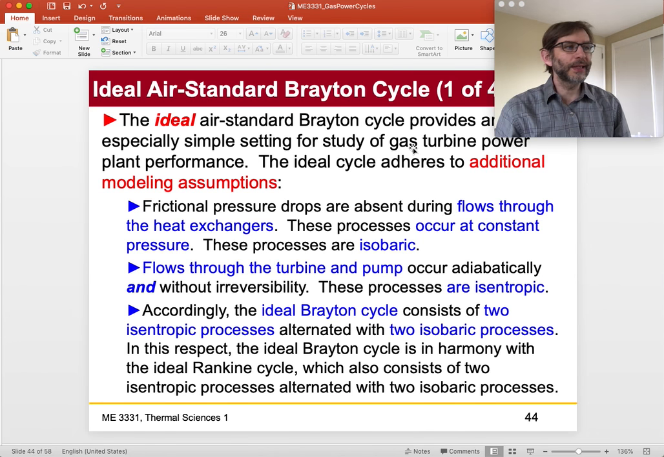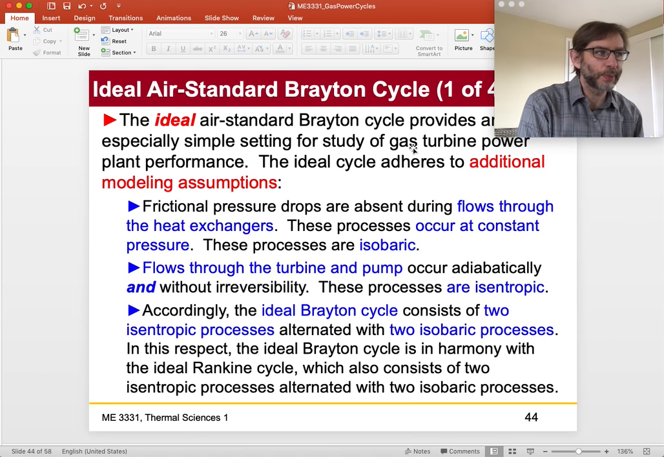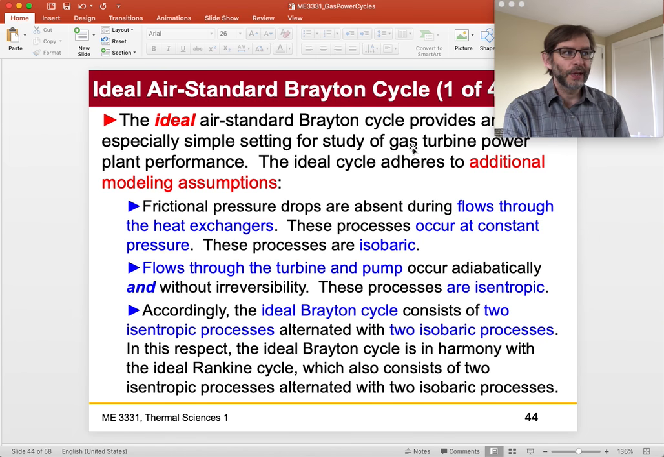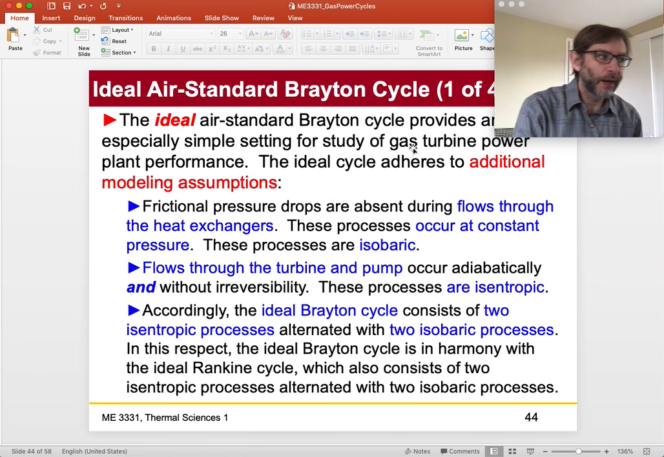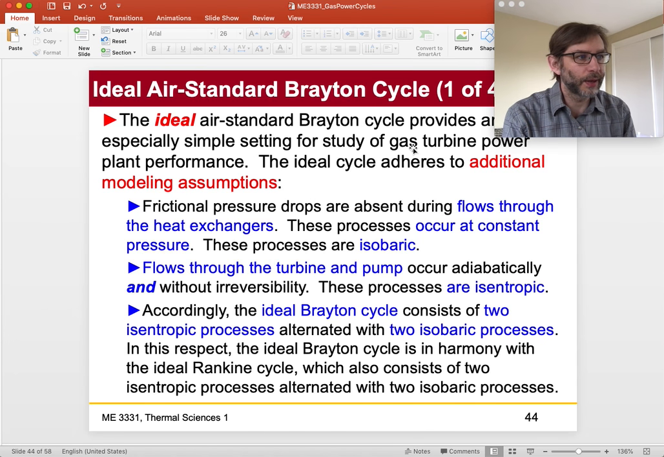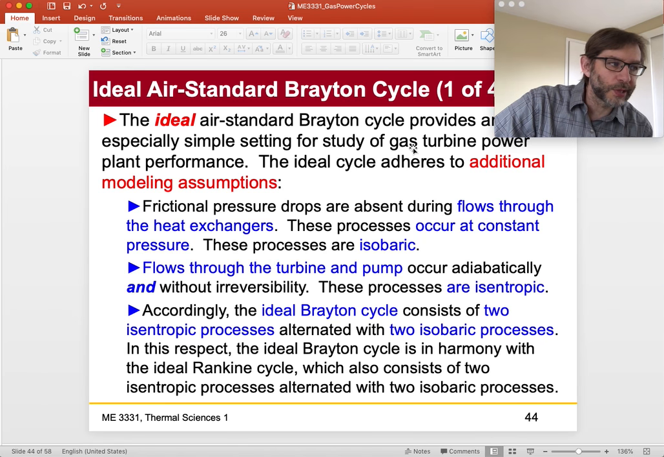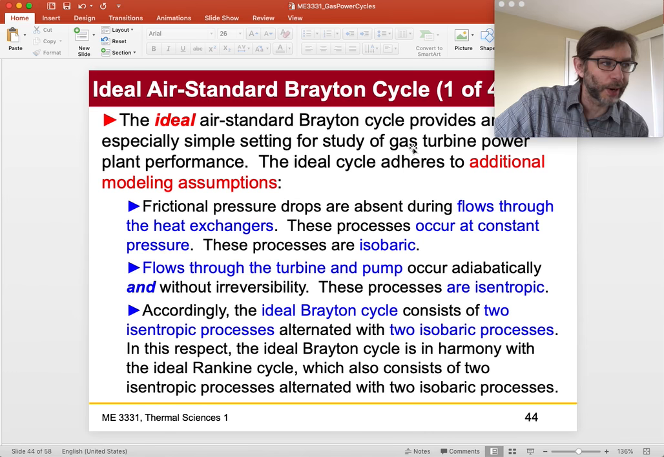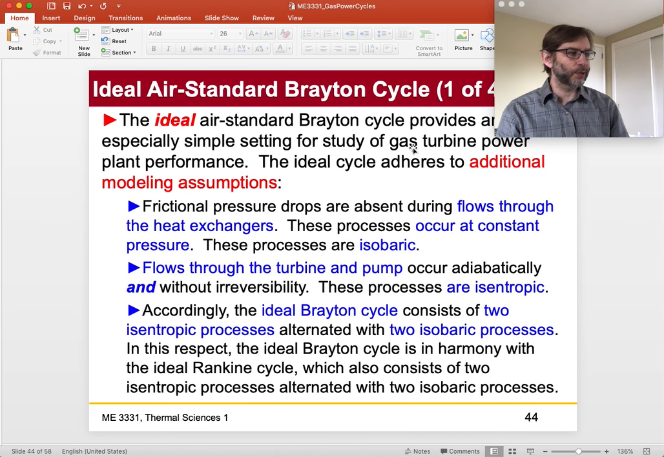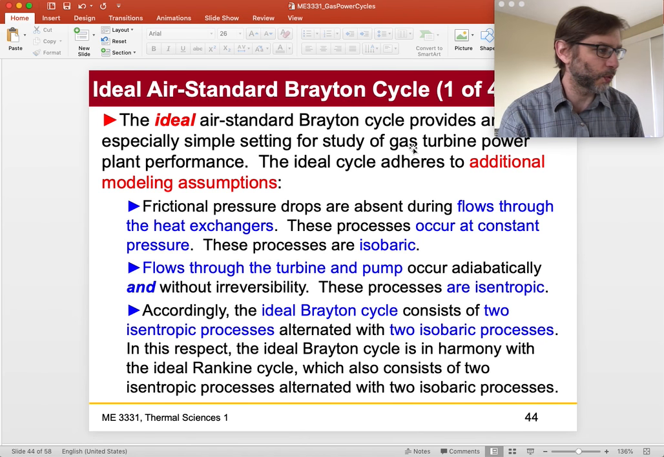Okay? So the ideal air Brayton cycle provides an especially simple setting for gas turbine power plant performance. The ideal cycle assumes that there's no friction, it's adiabatic and reversible, and these are called isentropic processes, as we know. The ideal Brayton cycle consists of two isentropic processes alternating with two isobaric processes. So it's not like Carnot because they're not isothermal, they're isobaric. The ideal Brayton cycle is in harmony with the ideal Rankine cycle, which consists of two isentropic processes with two isobaric processes.